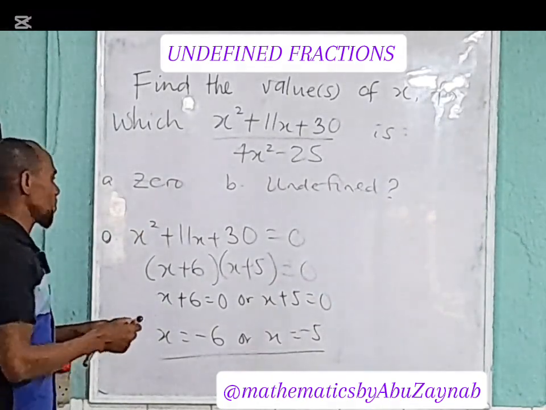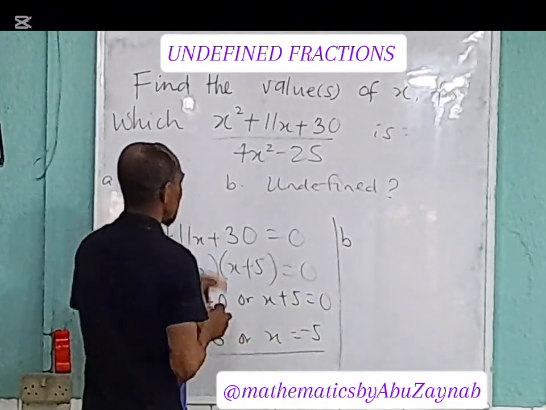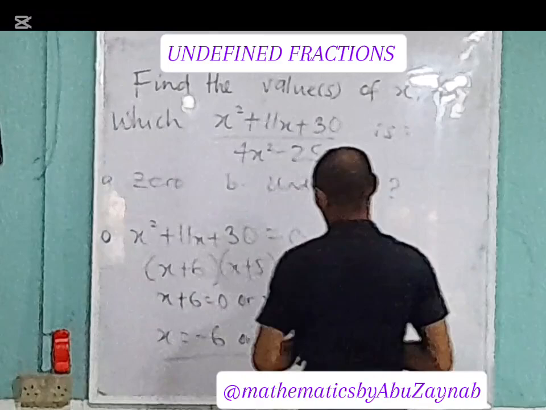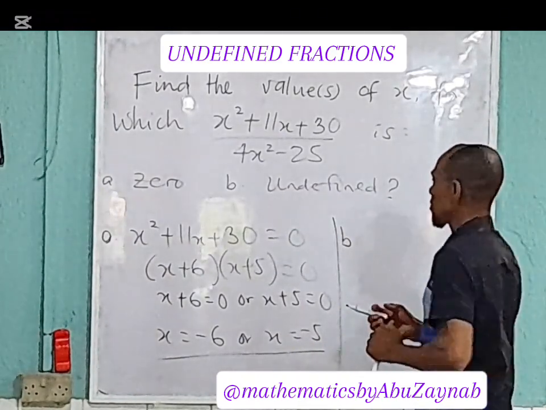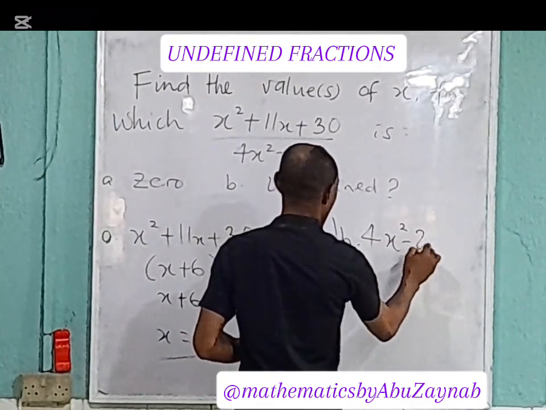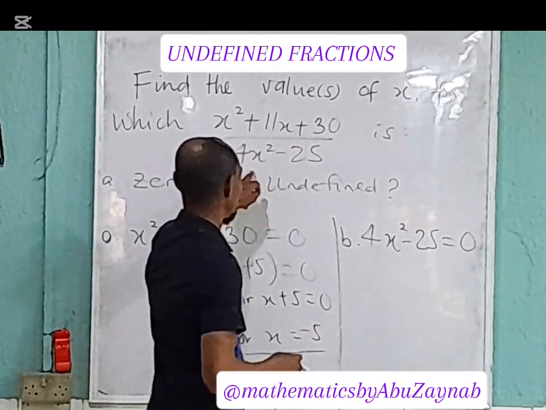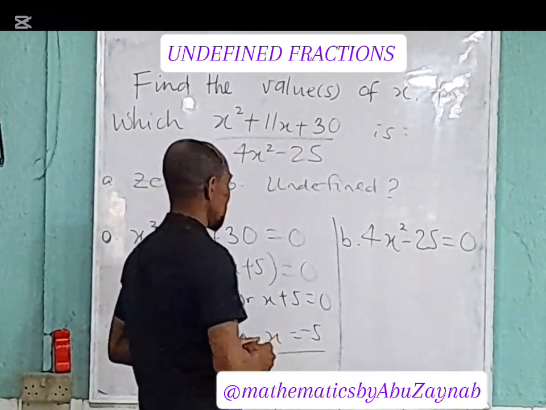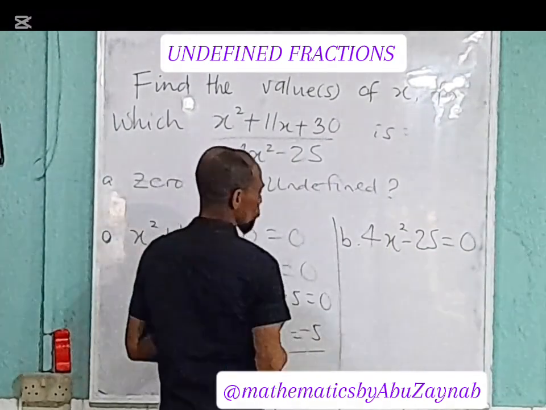That's straightforward. On the other hand, to be undefined, the denominator must be 0. And the denominator here is 4x squared minus 25. So we have 4x squared minus 25 equals 0. That's the condition that will make this fraction undefined in its entirety. Again, we have a quadratic equation here. Interestingly, this is the difference of two squares.